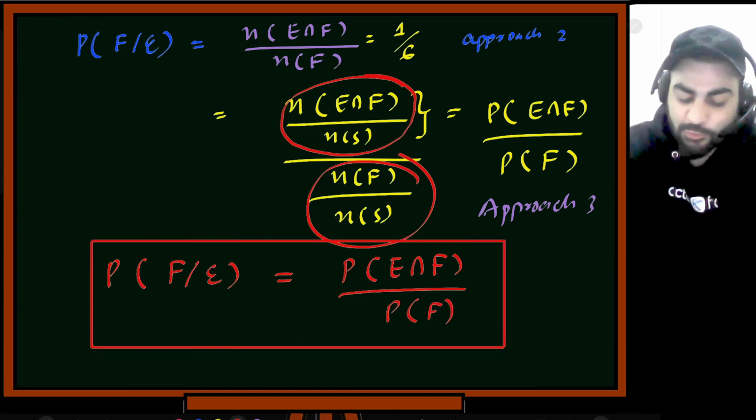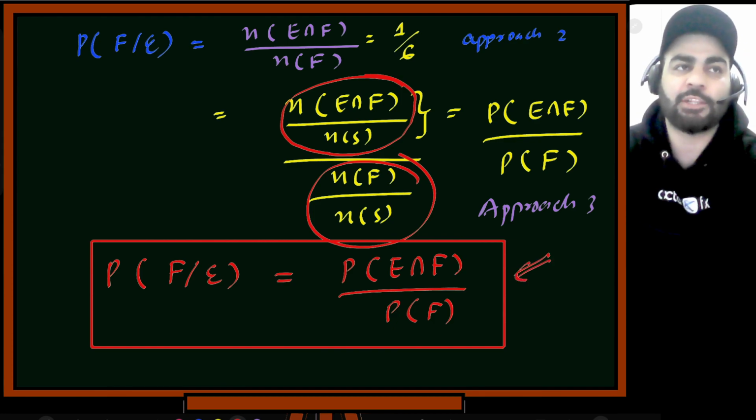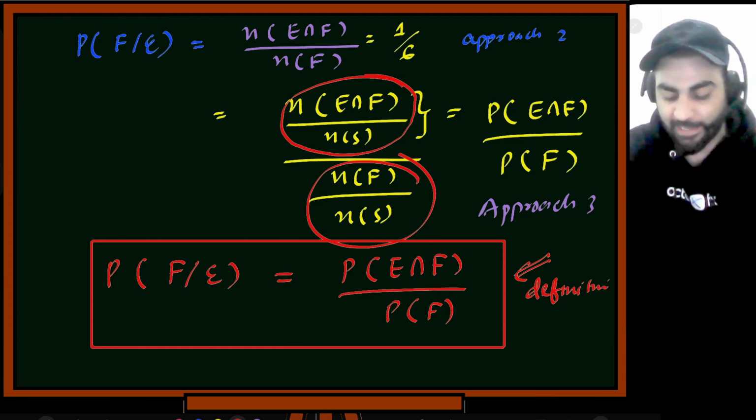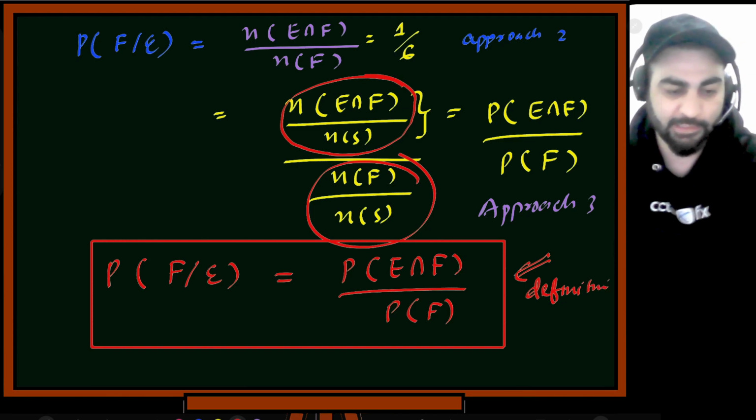So how many of you understood? This is not just a theorem or something. This is the definition. So how do we arrive at this? Did you see how we arrived at this? How many of you understood this?